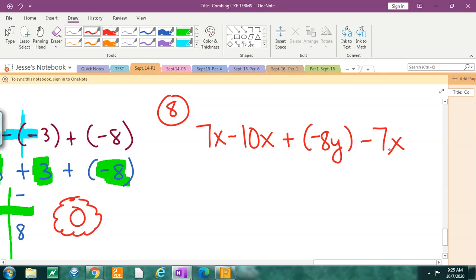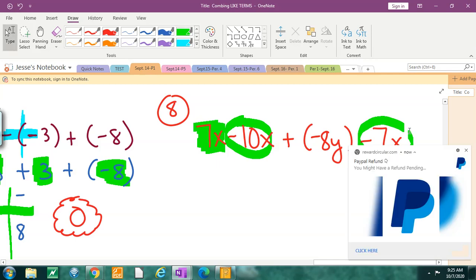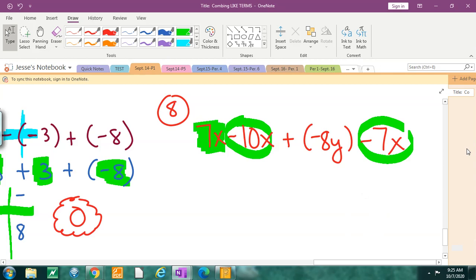Okay, so now what do? Again, you combine like terms, all the x's. So do you have a negative anywhere? No, so we're good. So let's just go ahead and do that together. So we got the 7x. You could circle it if you want. We got the minus 10x as well. And then the minus 7x.